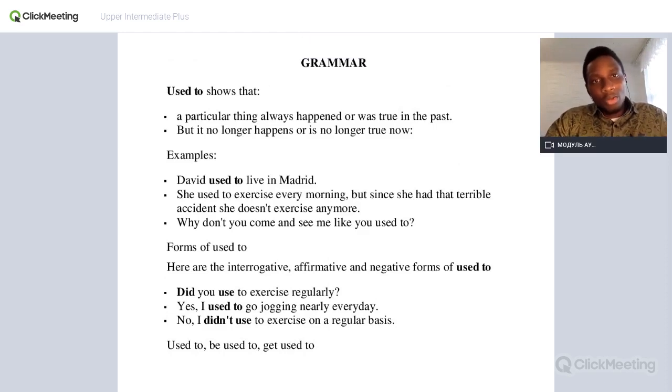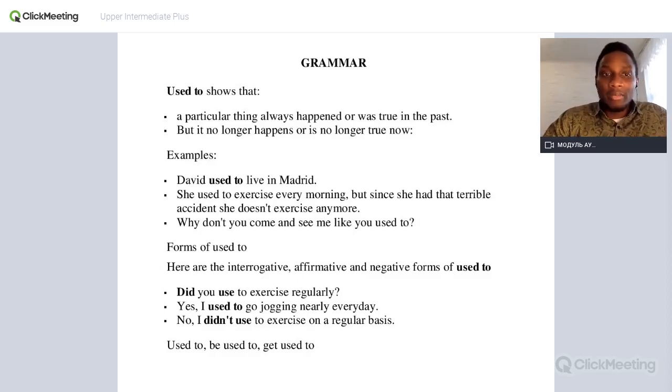So one more time, we'll go through the grammar. "Used to" is talking about habits or things that always happened or were true about you in the past, but it no longer happens or is no longer true. For example, "I used to work at the supermarket two years ago, but now I work with an airline company." That's an example. And we have some basic examples here.